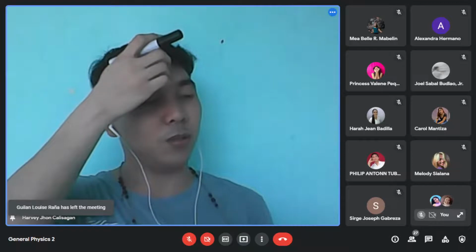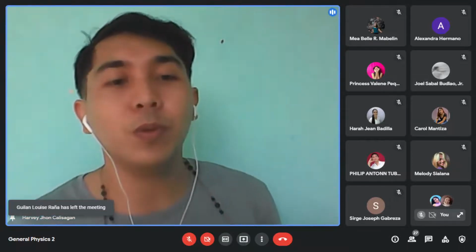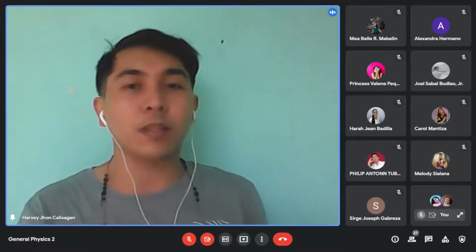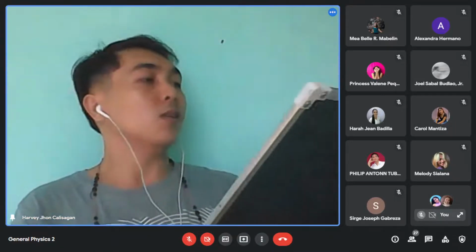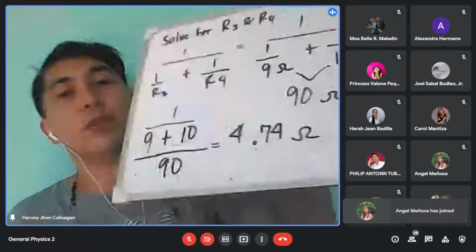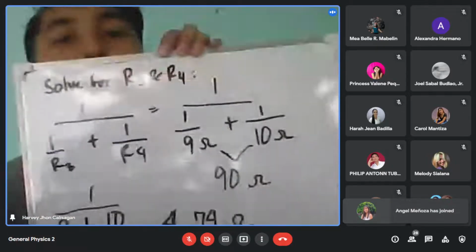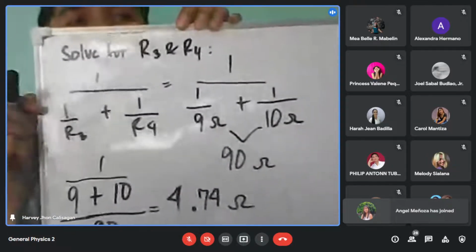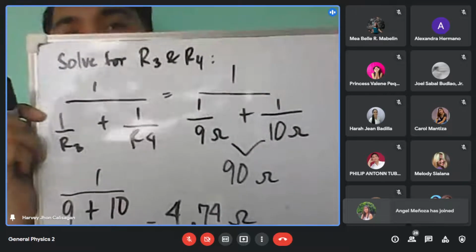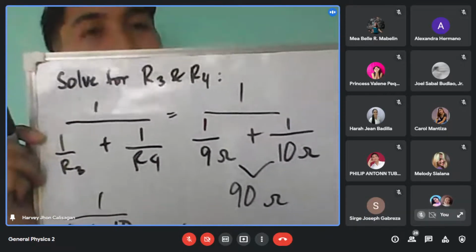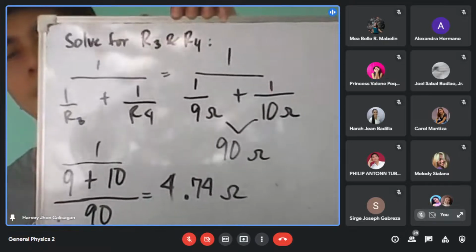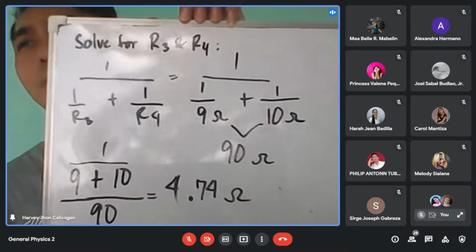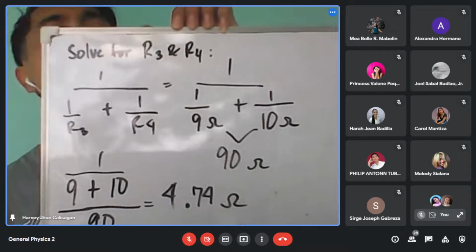Okay, so how did we come up with an answer of 4.74? It's very simple if you know the process already. So how do you solve for 3 and 4 in a parallel circuit? All we need to do is follow the exact formula for solving a parallel circuit.